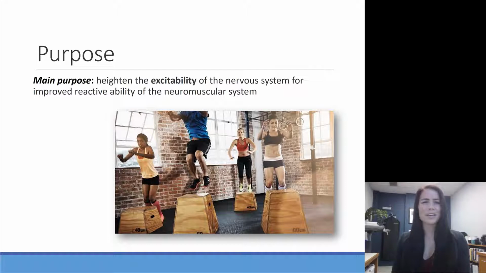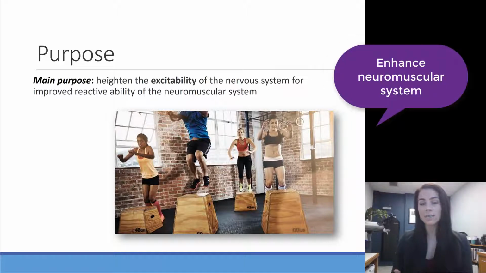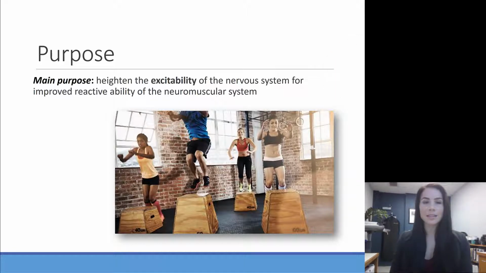So let's talk about the purpose of plyometric training. Truthfully, the main purpose is so that we can heighten the excitability of the nervous system, so that we can improve our reaction or reactive ability of the neuromuscular system. So by definition, this main purpose of plyometric training really aligns with a lot of why athletes train, right? They want to improve their reaction time, they want to enhance their neuromuscular system so that they can be more athletic in their movements, right? And so that's the main purpose of plyometric training.